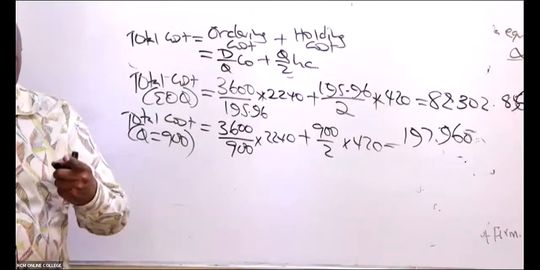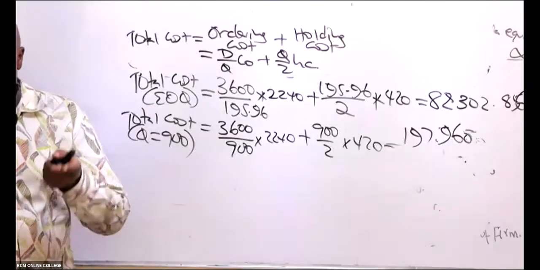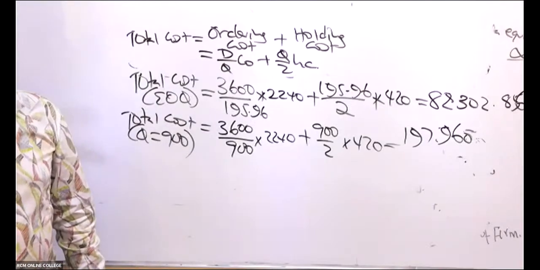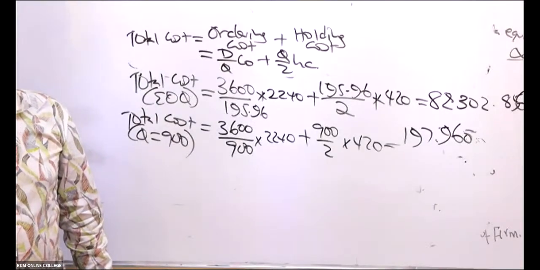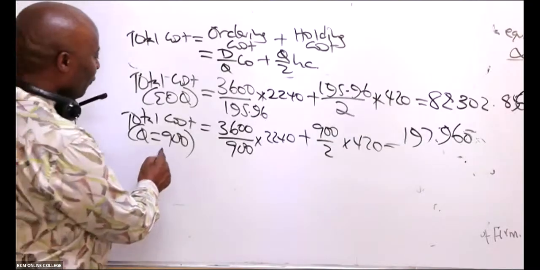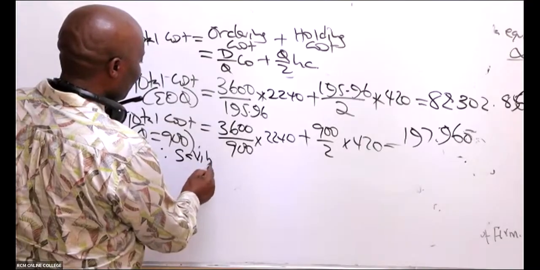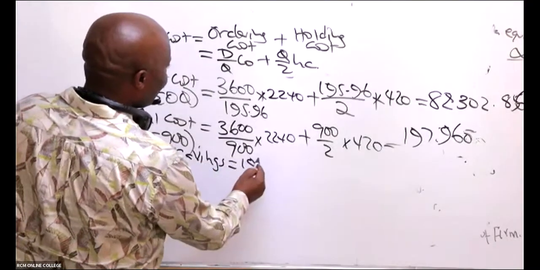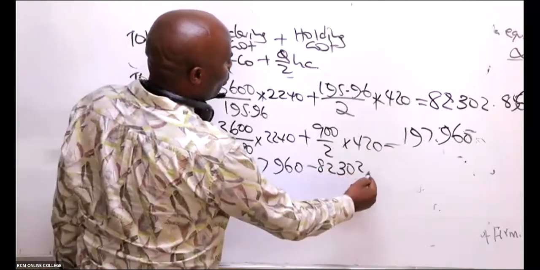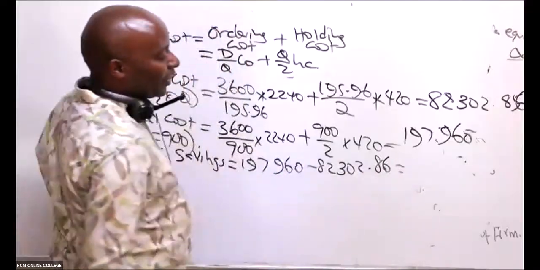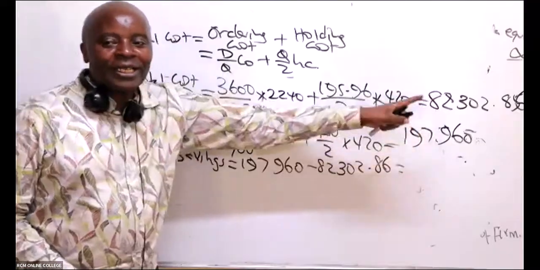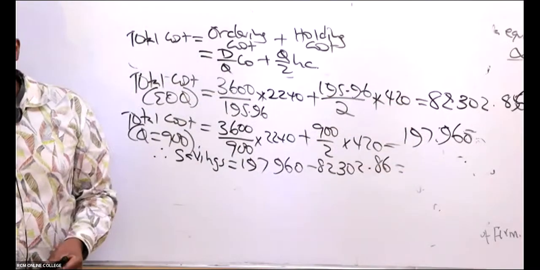Because I told you by defining, we said EOQ is the most economical quantity to acquire. It is the cheapest. How much are we able to save? Yeah, therefore savings will be 197,960 minus 82,302.86 like that. This is what currently we are incurring, and should we switch to EOQ, we shall save a lot of money. EOQ is the best required.